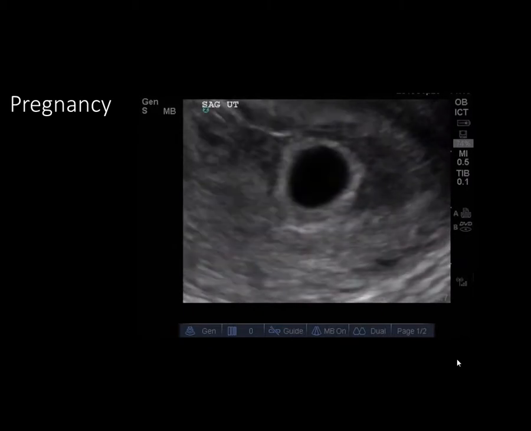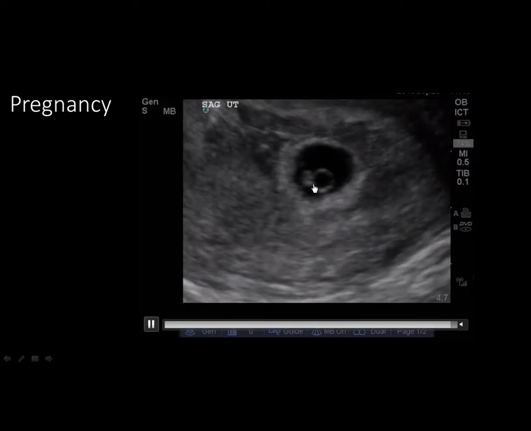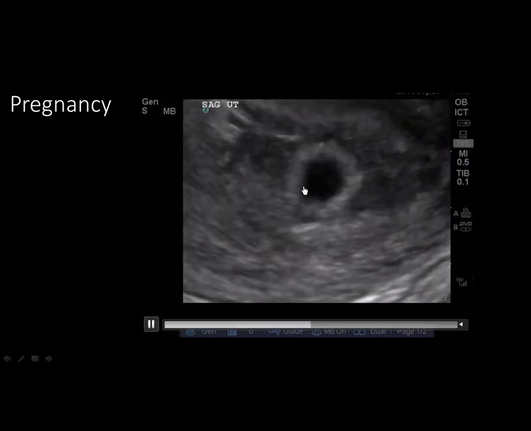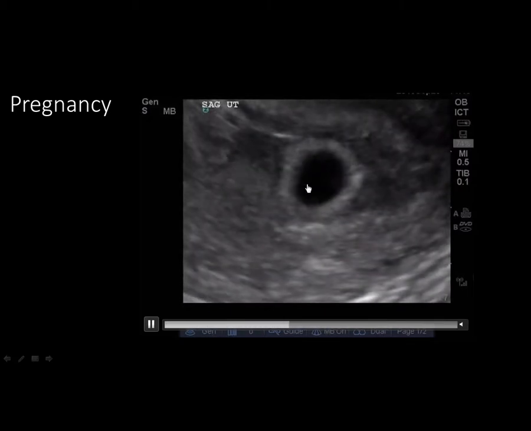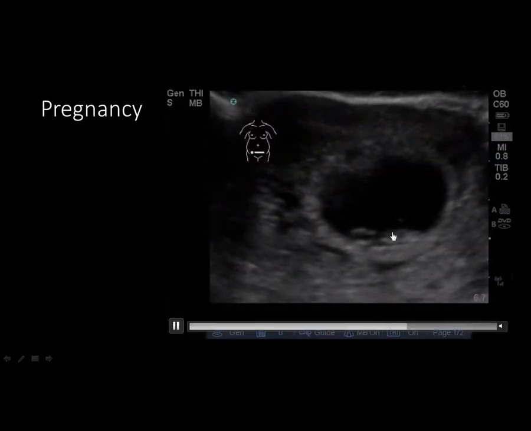Following a yolk sac, the provider will be able to see a fetal pole. This occurs around 5 to 6 weeks of gestational age. Next, the fetal pole will develop heart tones, as seen here by the small flicker. Note that from here to here is the fetal pole with the yolk sac just adjacent to it.